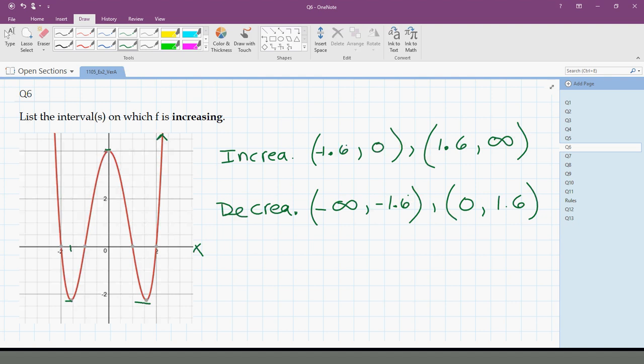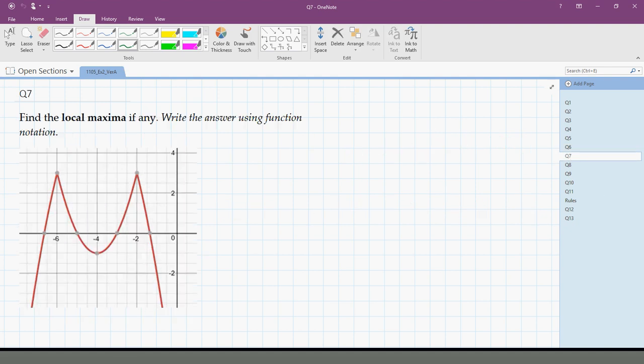That is clear? Okay. Question number 7. Find the local maximum, if any. The difference between the local and the absolute maximum is when you have something like this, and you have a point here, where you can see the point, right? And you have a curve and another curve, and that just keeps on going forever.